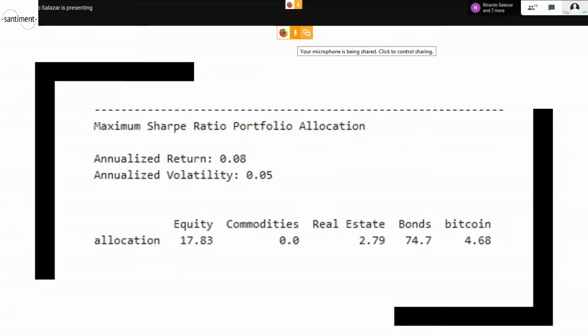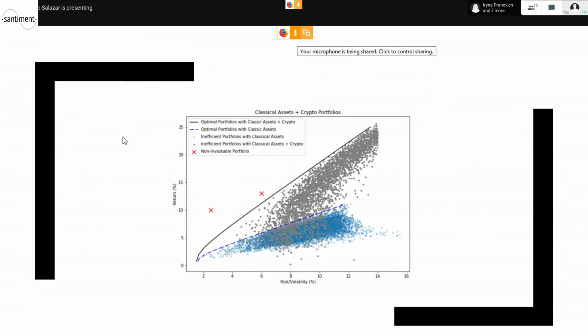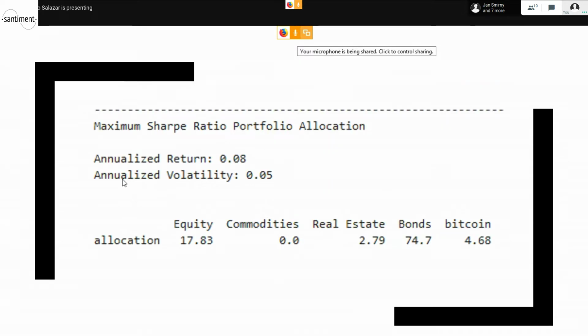And these are my final results. Here I have the maximum Sharpe Ratio portfolio, which is a portfolio that is around here, which has 8% return with just 5% of volatility. That's the efficient portfolio, because I maximize my return per unit of risk.